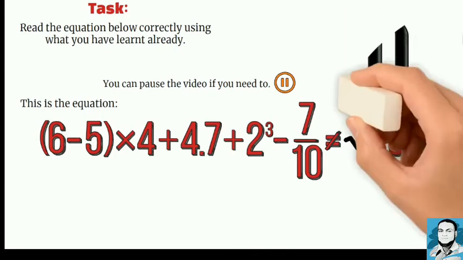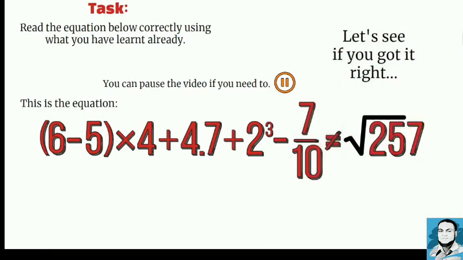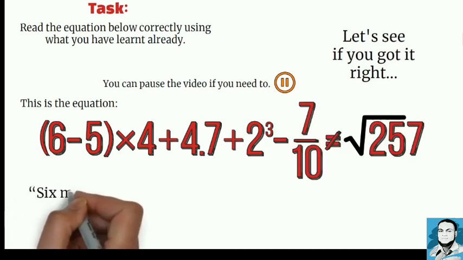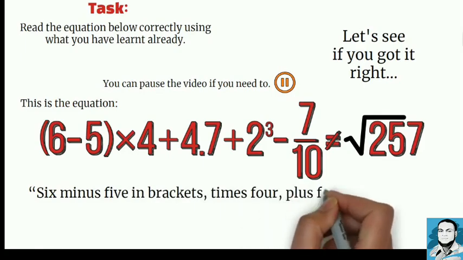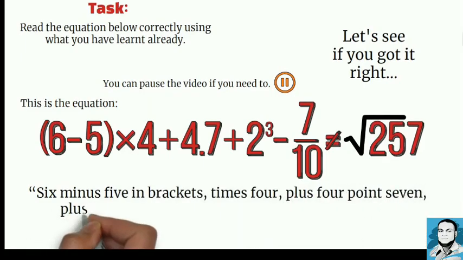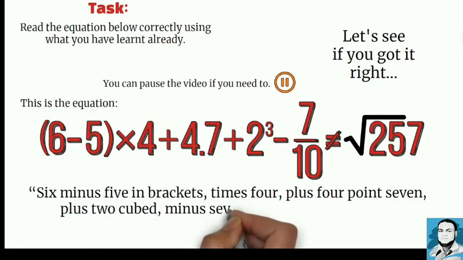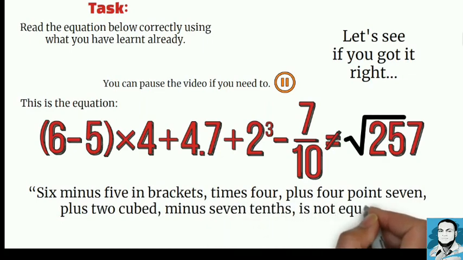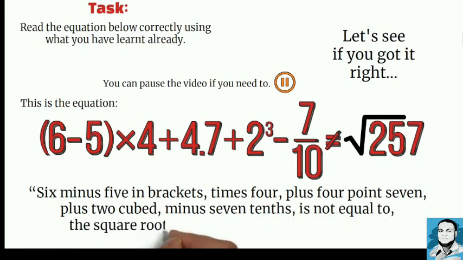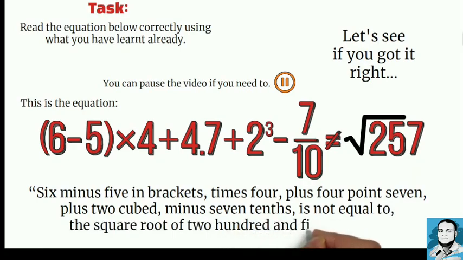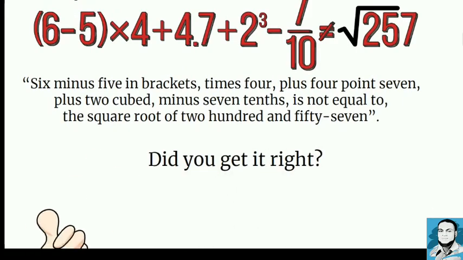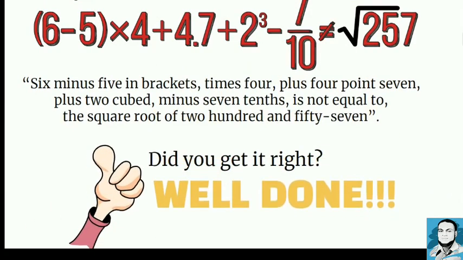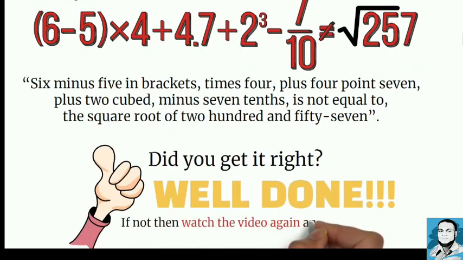Alright, the time is up. Let's see if you got it right. 6 minus 5 in brackets times 4 plus 4.7 plus 2 cubed minus 7/10 is not equal to the square root of 257. Did you get it right? If yes, then well done. If not, then watch the video again and give it another go.